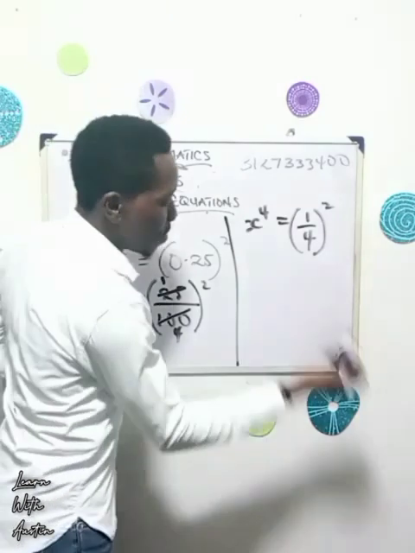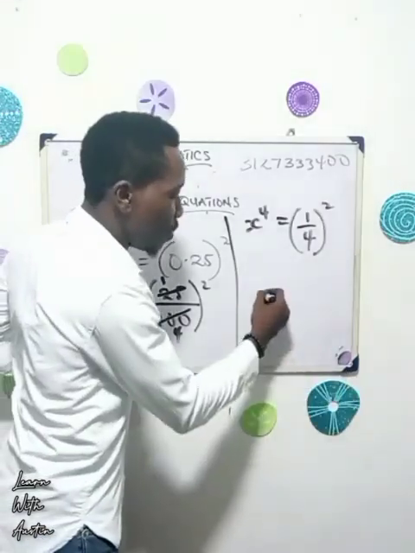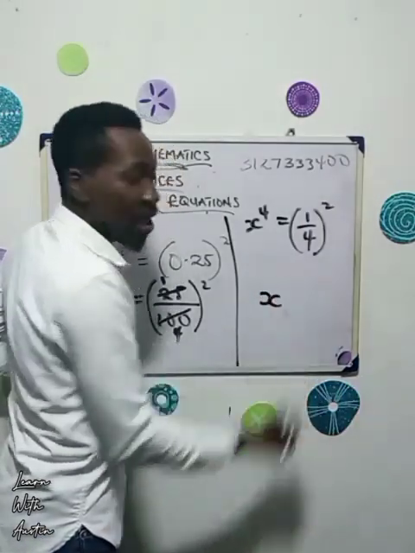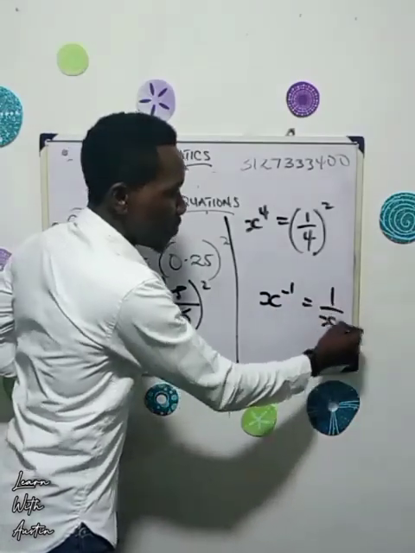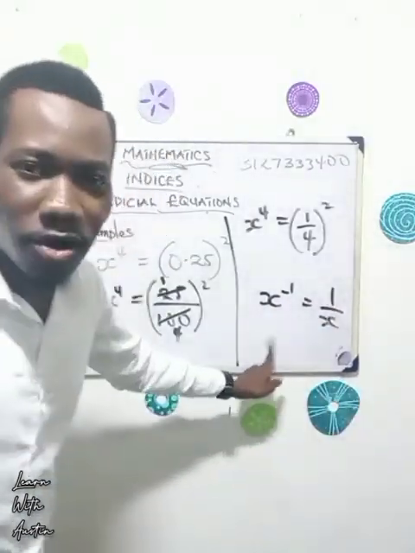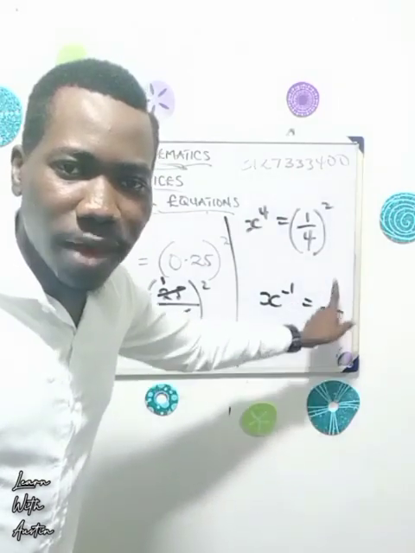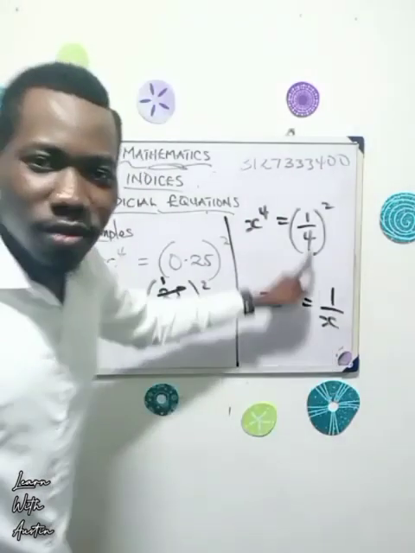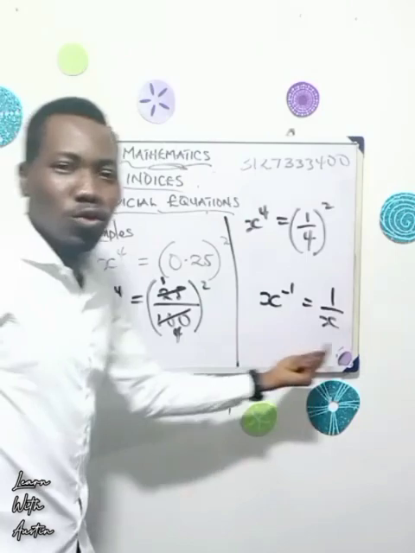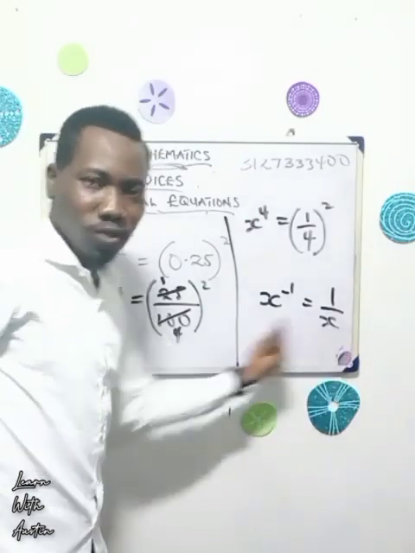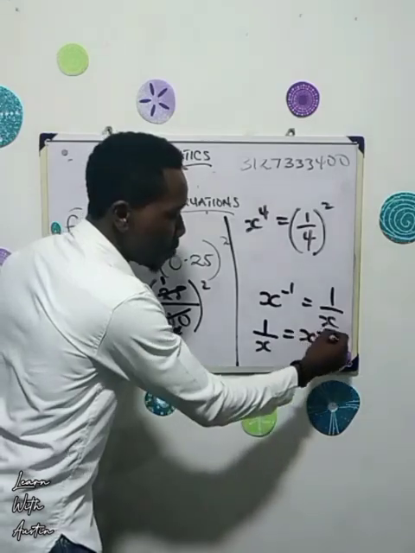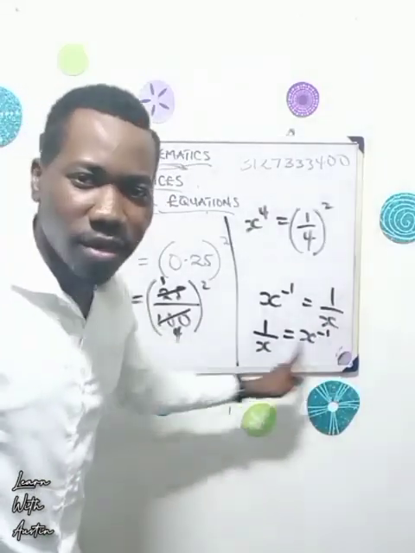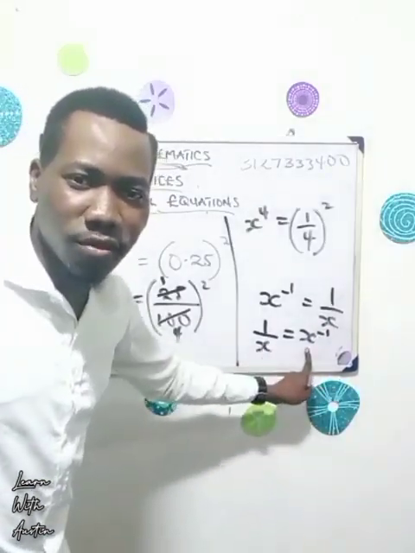So remember the rule of indices that says when you have a negative power, for example, x raised to the power of -1 will give you 1 over x. So we can also do a reverse, from this to this. That means 1 over x can be written as x raised to the power of -1.